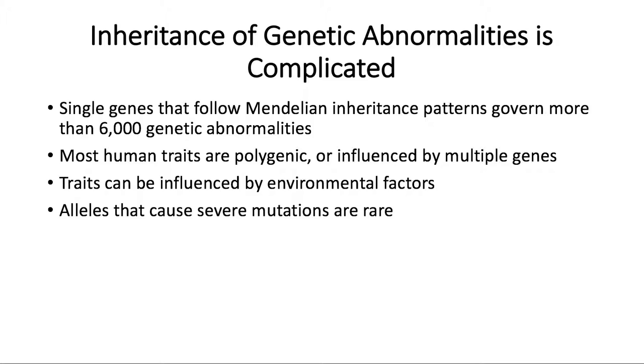However, most human traits are polygenic. They're influenced by multiple genes, sometimes many genes, like hundreds of genes at the same time, so it's very complicated. And traits can also be influenced by environmental factors. It turns out that based on what you're exposed to in your environment, your genes can work differently. Certain genes can be turned on and off based on environmental factors. This is the field of epigenetics. Alleles that cause severe mutations are actually, fortunately, quite rare.